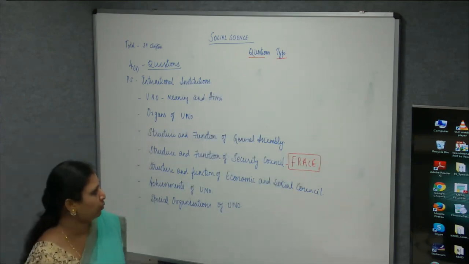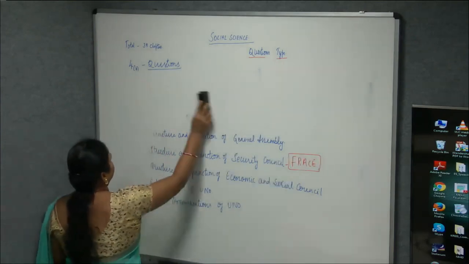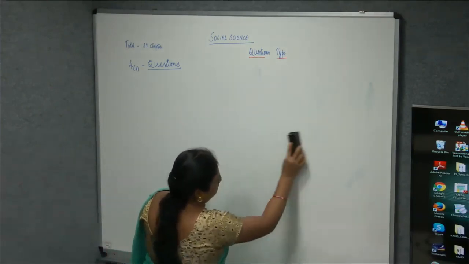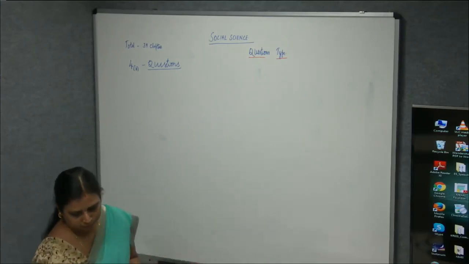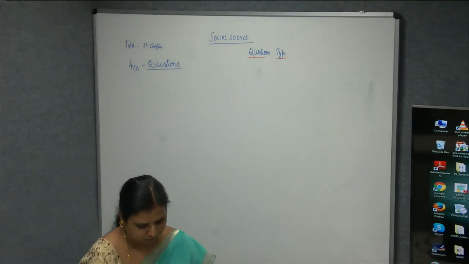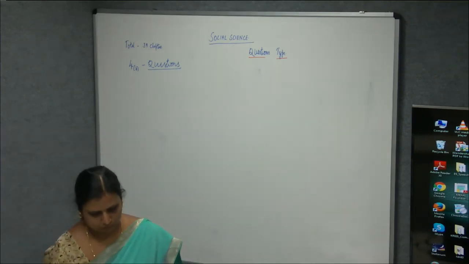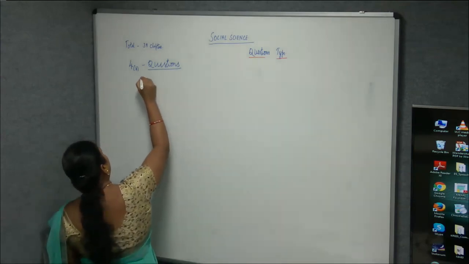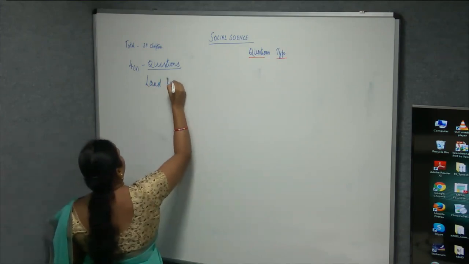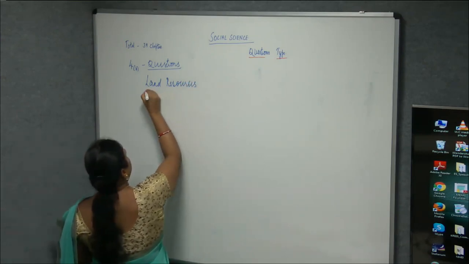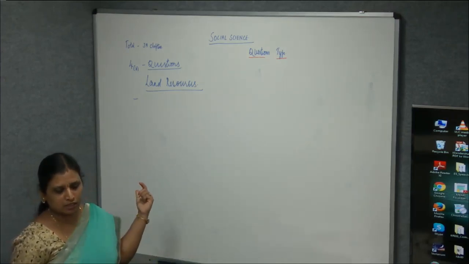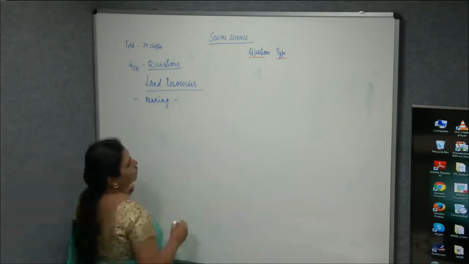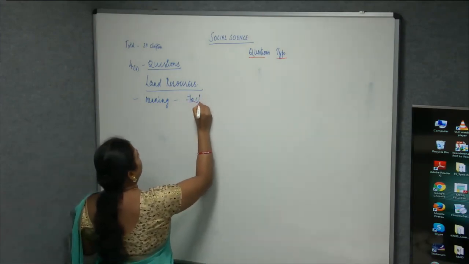Okay, and the next is from the geography part. So from geography, it is from land resources. Okay, so geography 7th lesson, land resources. Okay, so which are all the questions that can be asked from this lesson? The first one is the land use meaning, then factors affecting land use.